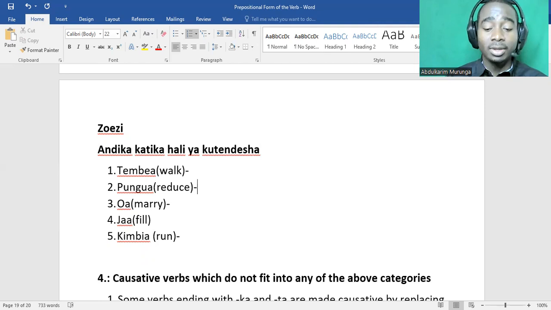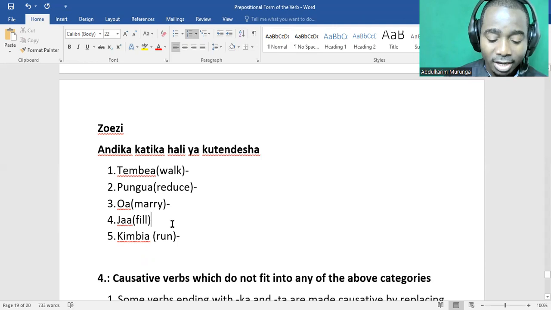Make someone to marry. Yeah, normally in this case, it is the parents or the guardian of the lady or the bride that makes the bridegroom to marry the bride. Sawa. Ja. Ja is to feel. But how do you say to make something to feel? Yeah, how to say make something to feel, maybe feel something.